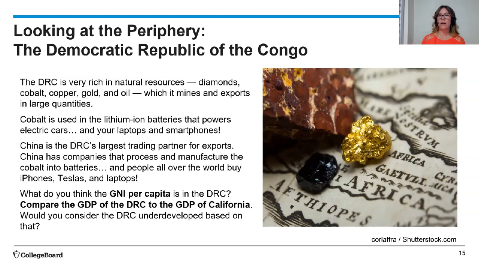So you might want to pause now and just think about, what is the GNI per capita in the DRC? If you pause and look at some of these questions I have up there, look it up. Compare the GDP of the DRC to the GDP of California. And based on those numbers, would you consider the DRC to be underdeveloped? So I can tell you it is. The GNI per capita is about $900 if you put it into US dollars. The GDP of the DRC is about 43 billion, and the GDP of California is about 3 trillion.